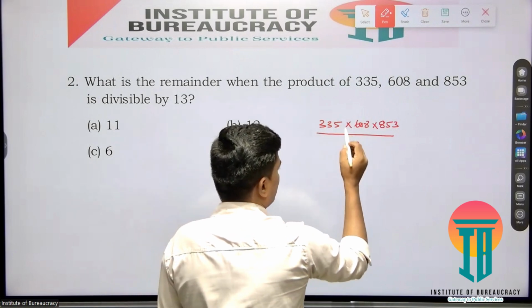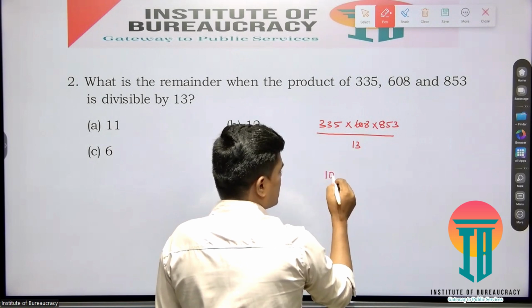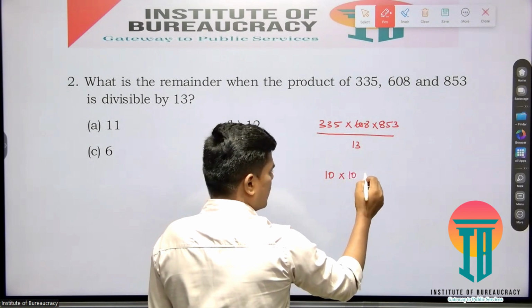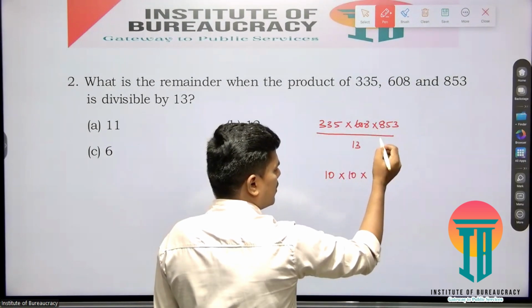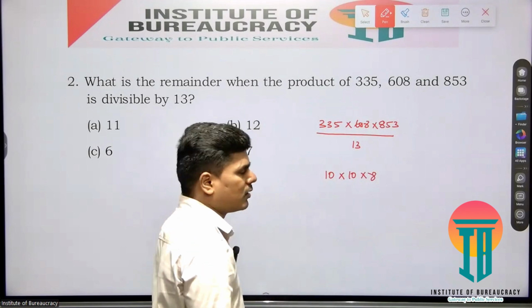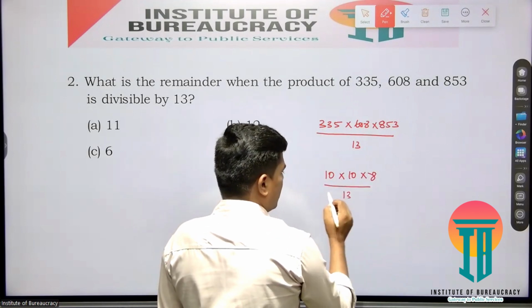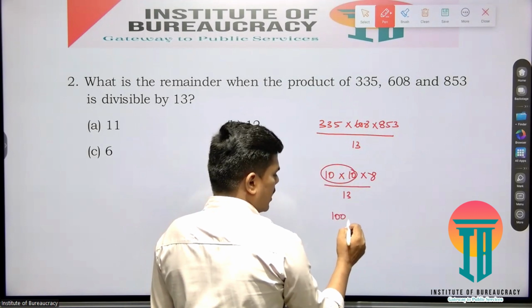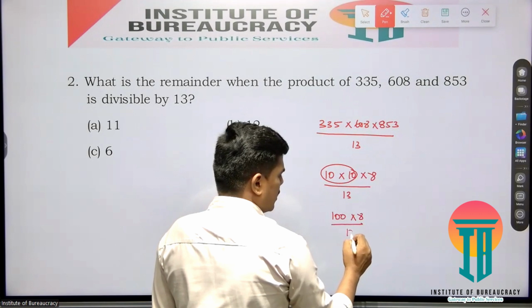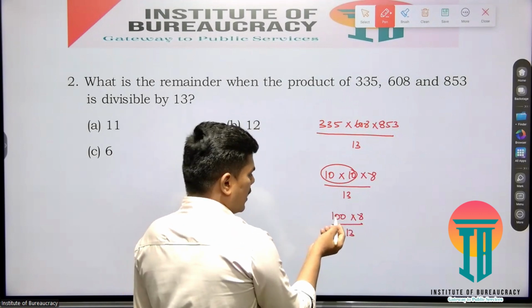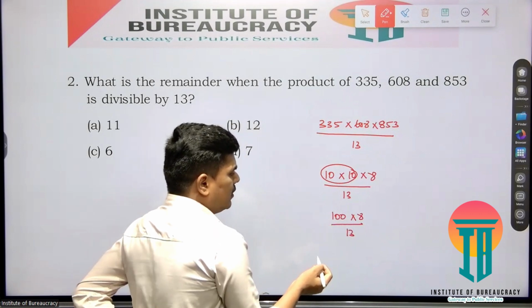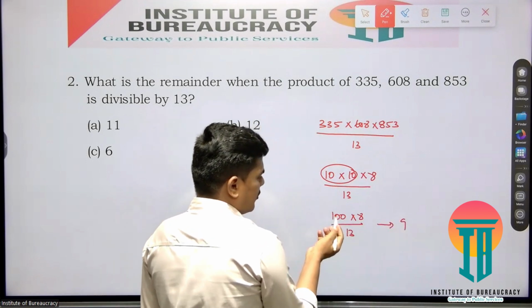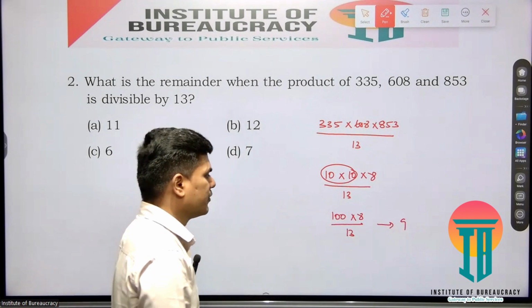When you divide this number by 13, you'll get 10 as the remainder. Similarly, when you divide this number by 13, you'll get 10 as the remainder. Similarly, when you divide this number by 13, you'll get 8 as the remainder. Now you are going to divide by 13. So now what you can do is multiply these numbers, then it is 100 into 8 divided by 13. 100 by 13, the remainder is going to be 9 here. So 7 13s are 91, the remainder is going to be 9.